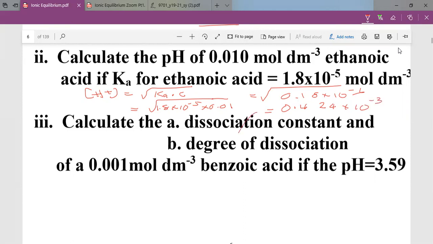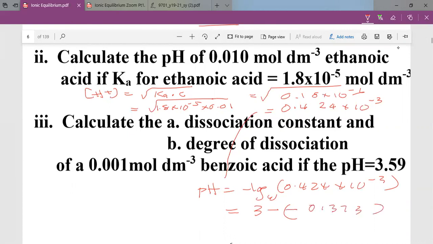So you go down here. pH is equal to minus log base 10 of this number, 0.424 times 10 to the power of minus 3. So this equals 3 minus log 0.424. Log 0.424 equals minus 0.373. So it equals 3.373. Okay, so that's the pH.